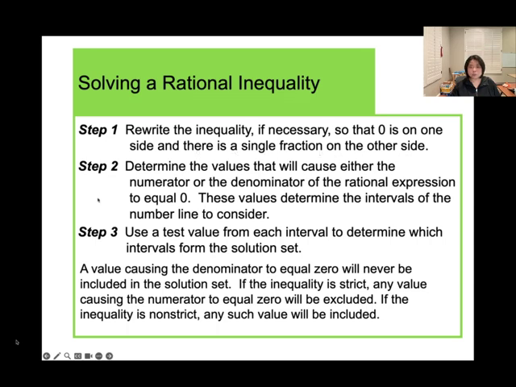Step 2, determine the values that will cause either the numerator or the denominator of the rational expression to equal 0. And these values determine the intervals of the number line to consider. Set either the numerator equal to 0 or the denominator equal to 0, and these values will help us determine the intervals on the number line. And then we're going to use the test value. Make up some test number to test on each interval.